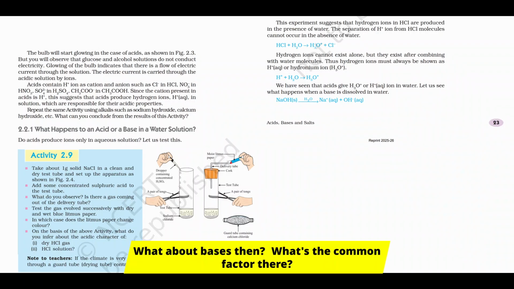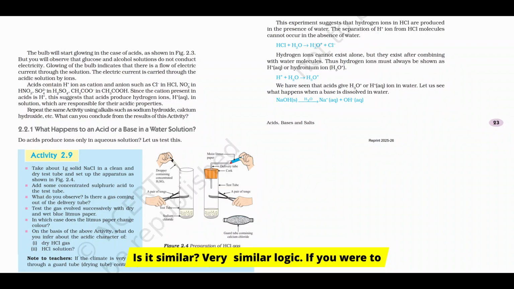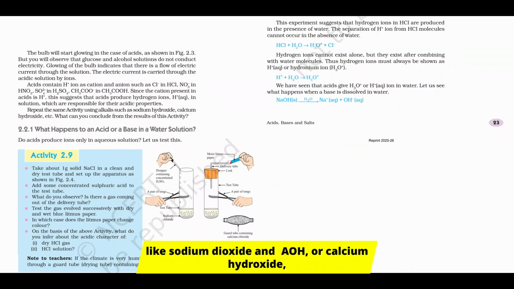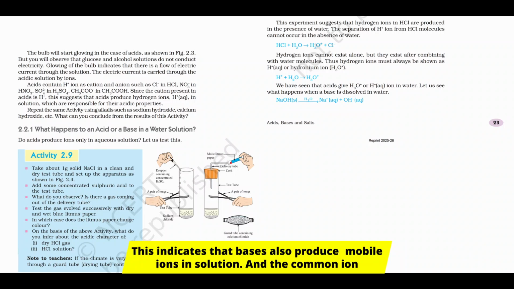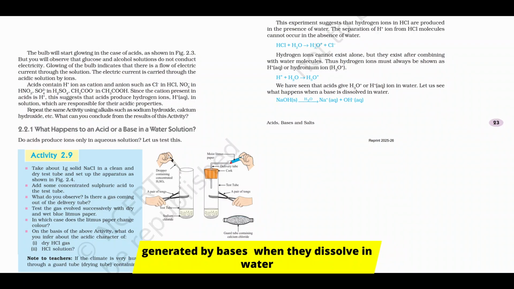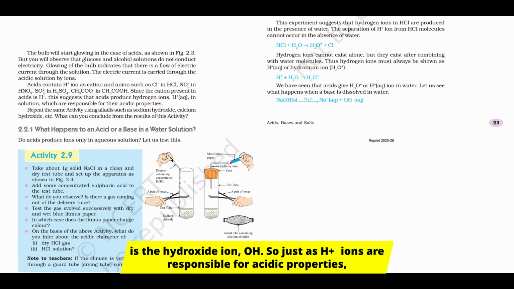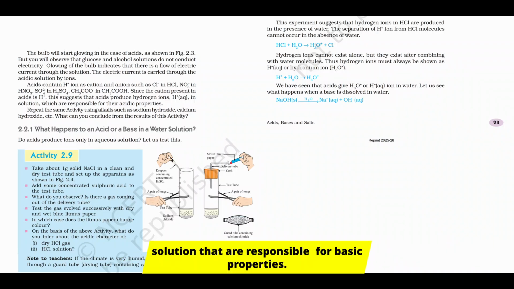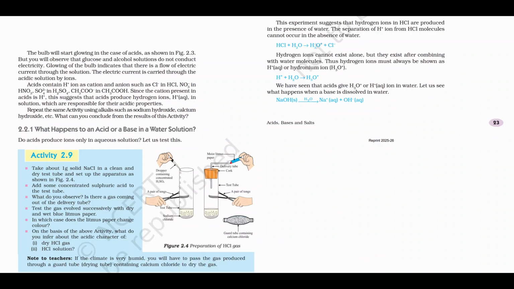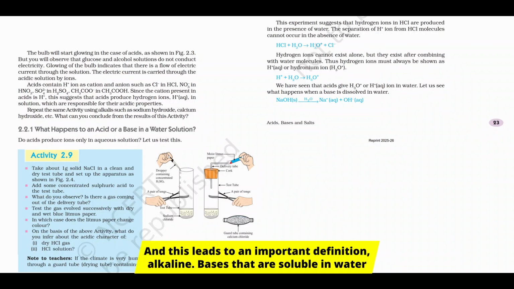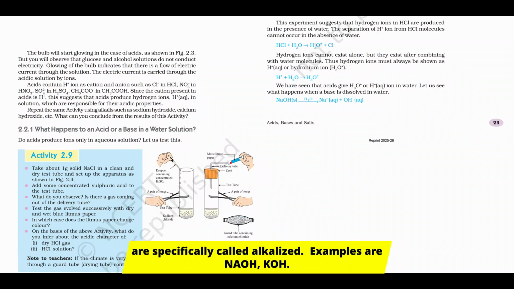Okay, H+ ions are the key for acids. What about bases then? What's the common factor there? Is it similar? Very similar logic. If you were to continue activity 2.8 and test solutions of bases, like sodium hydroxide, NaOH, or calcium hydroxide, Ca(OH)2, you'd find that the bulb glows brightly for them too. This indicates that bases also produce mobile ions in solution. And the common ion generated by bases when they dissolve in water is the hydroxide ion, OH-. So just as H+ ions are responsible for acidic properties, it's the hydroxide ions, OH-, generated in solution that are responsible for basic properties. And this leads to an important definition, alkali. Bases that are soluble in water are specifically called alkalis.